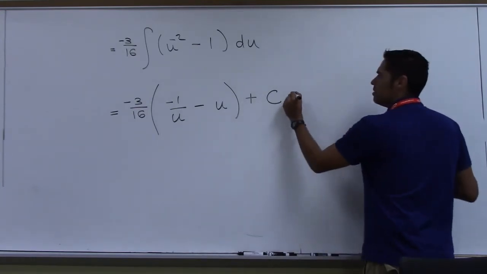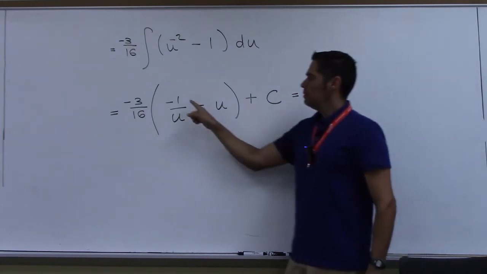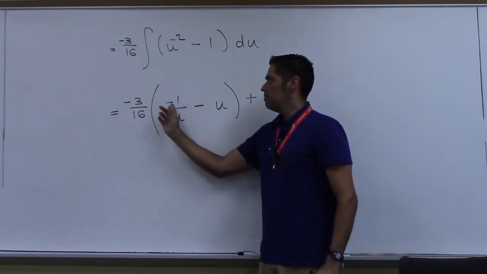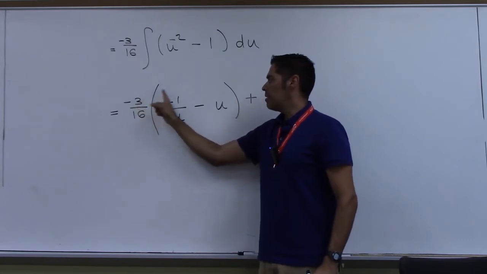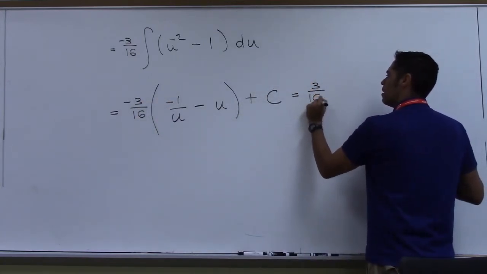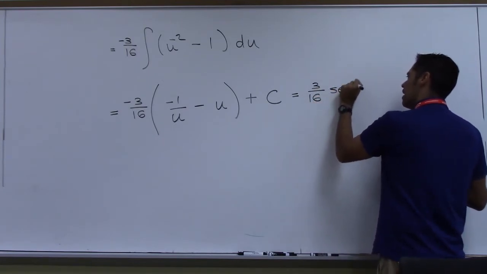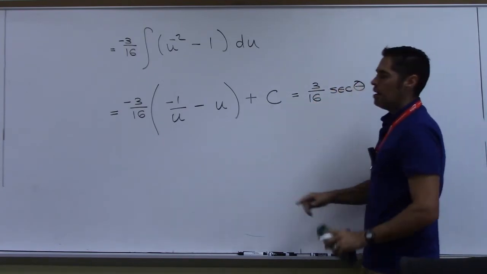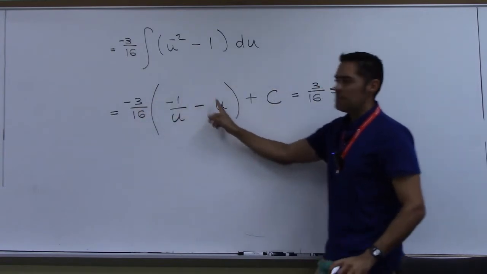So this turns into, I'm going to distribute this through here to here, positive 3/16 secant theta, and then positive 3/16 again.